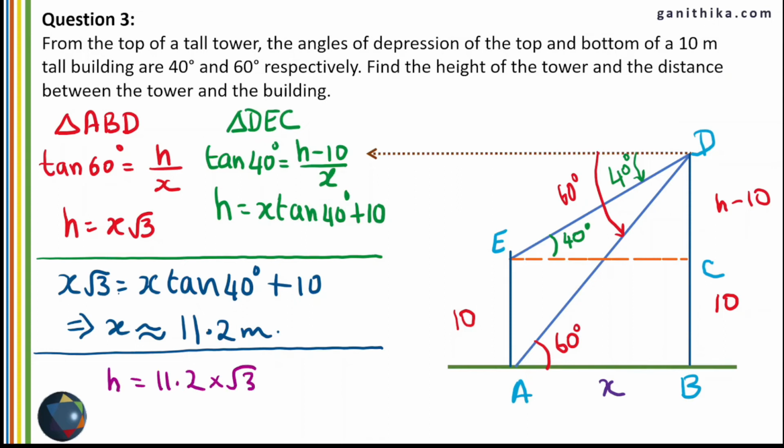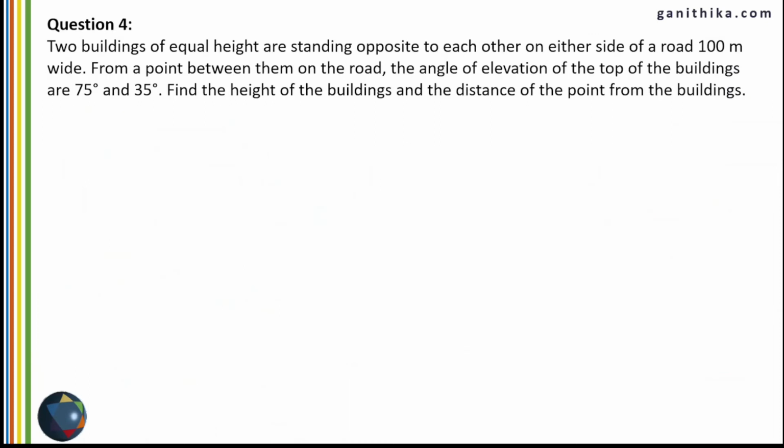Now finding h by substituting x into one of the h equations. So for example, x root 3, which is simpler than the second equation. So substituting the x value into x root 3, we get h to be approximately equal to 19.4 meters, which means the tower is 19.4 meters tall, and the distance between the tower and the building is 11.2 meters. So this is the solution for question 3. Let's proceed further for question 4.